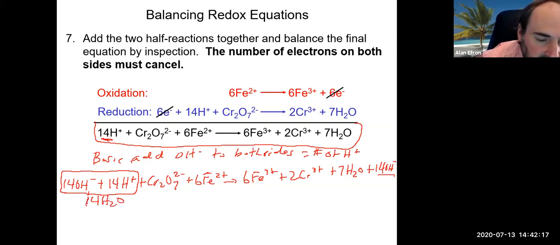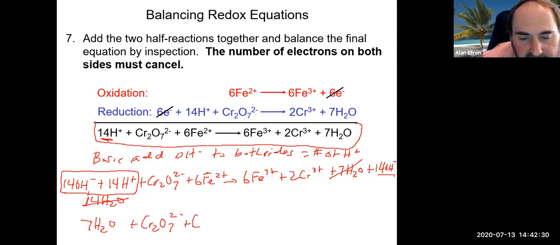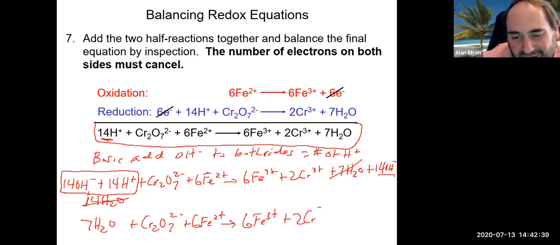And that's good because on the right-hand side, we have 7 waters, which means 7 of those waters will cancel. And we will be left with 7 waters on the left, plus Cr2O7 2 minus, plus 6 Fe2+, 6 Fe3+, plus 2 Cr3+, and our lucky 14 OH minuses there.